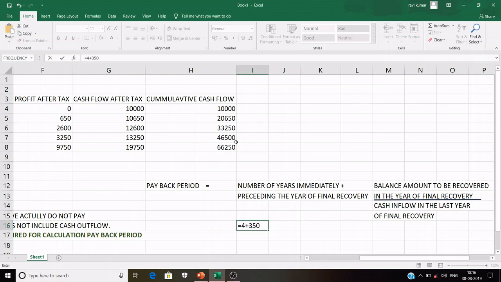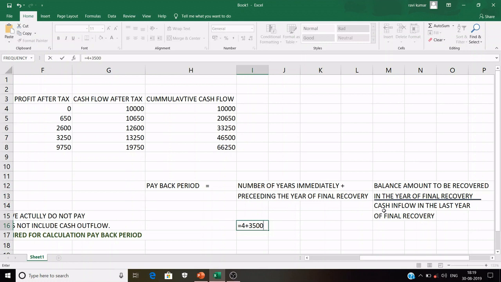3,500 rupees. I hope you have understood why 3,500, because this is the balance amount to be recovered that I will recover in the next coming year, because in the fourth year I am receiving only 46,500 rupees. I still need to be recovered 3,500. So the amount that you still need to be recovered, you will write here.